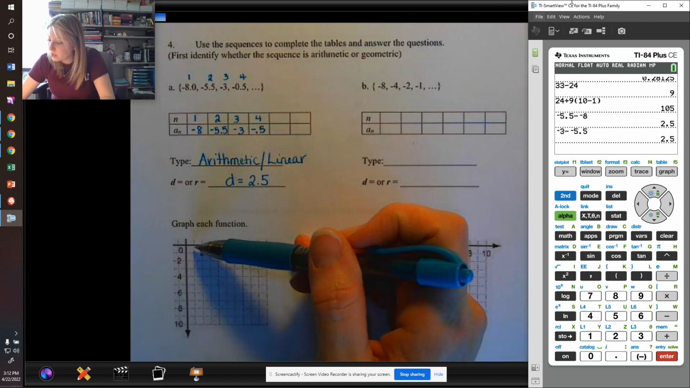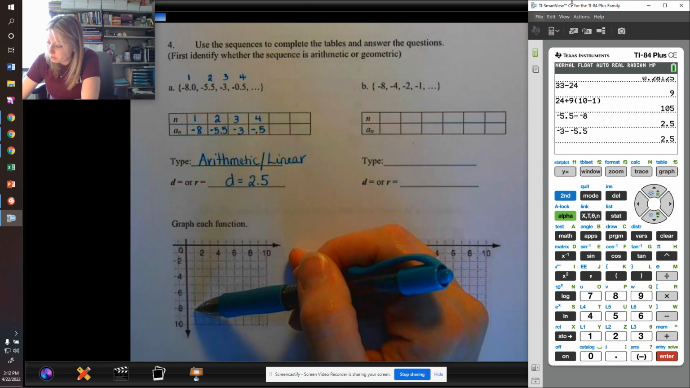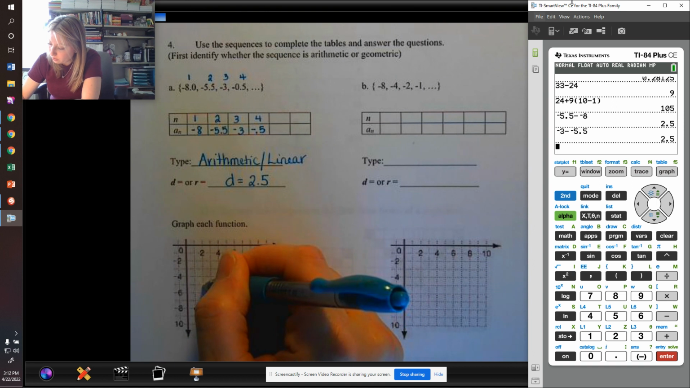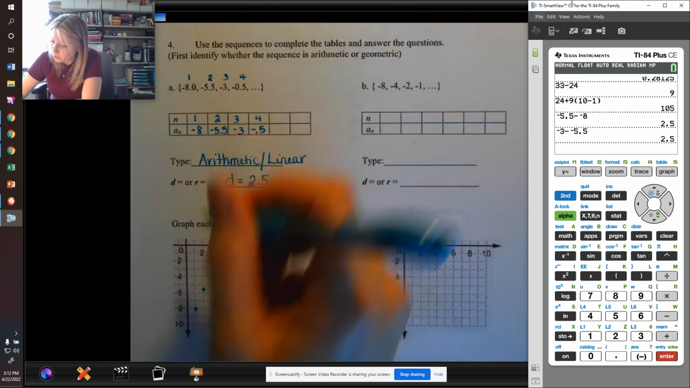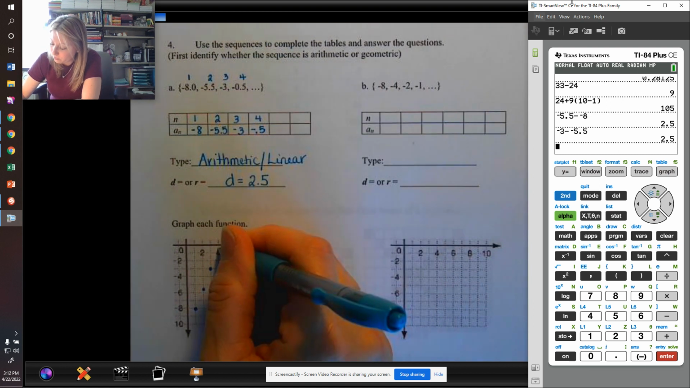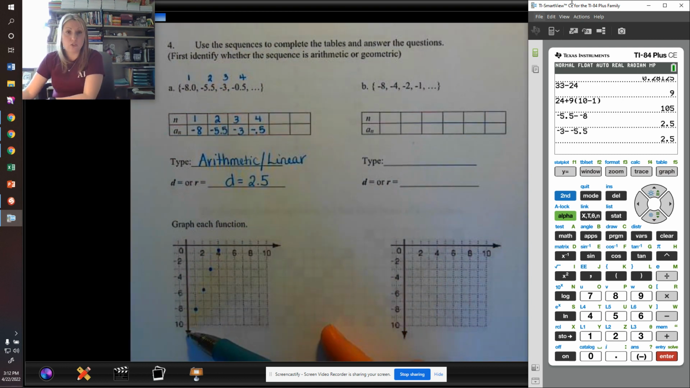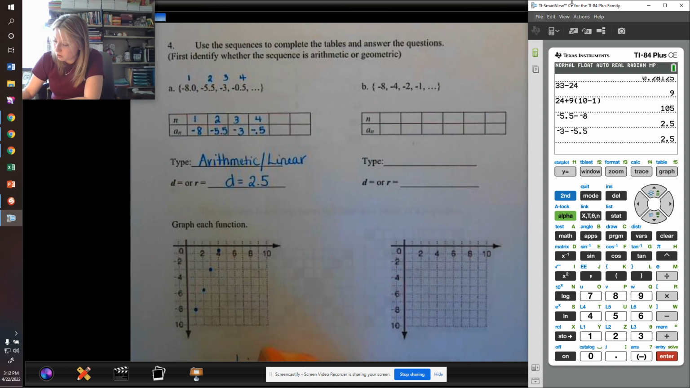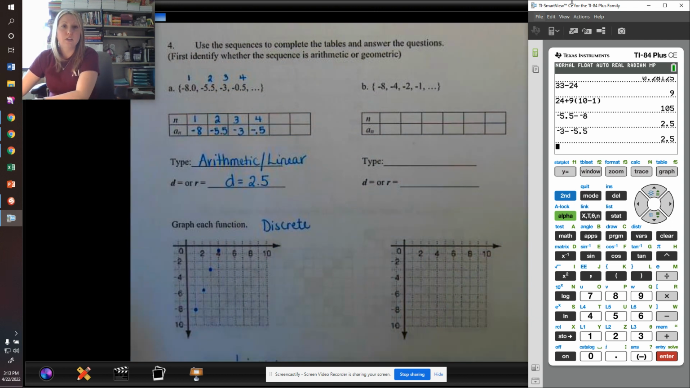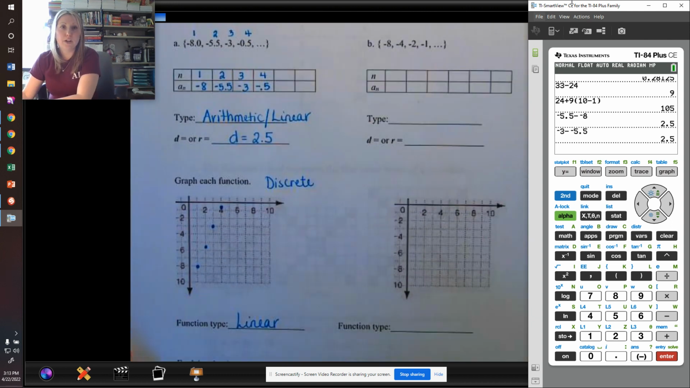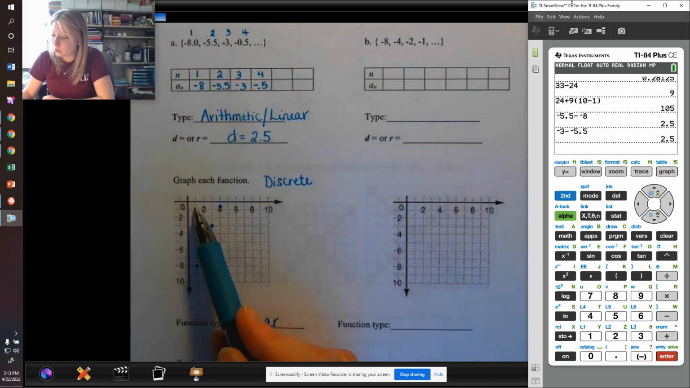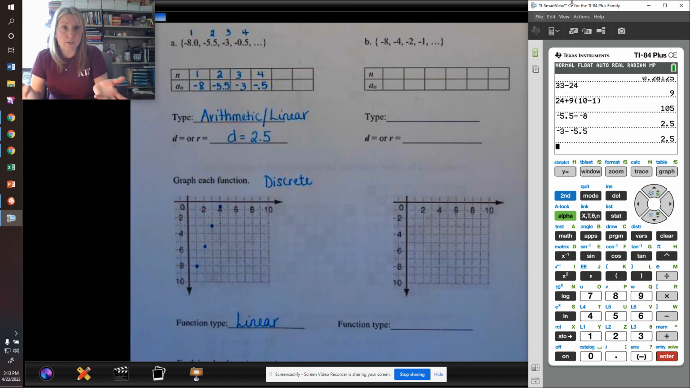So now if I'm graphing down here, we've got 1 all the way down to negative 8. We've got 2 down to negative 5.5, 3 down to -3, and 4 down to -0.5. We do not connect because this is discrete. So this is linear and it is discrete because there are not any terms in between each of these term numbers, 1, 2, 3, 4, etc.